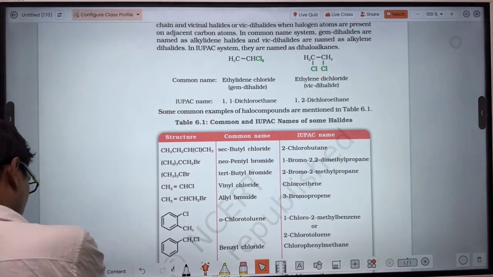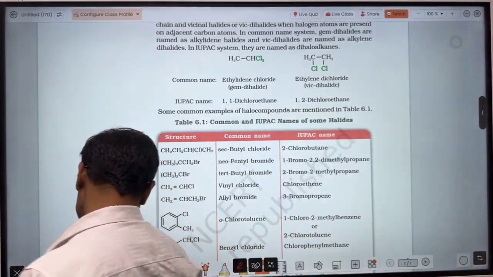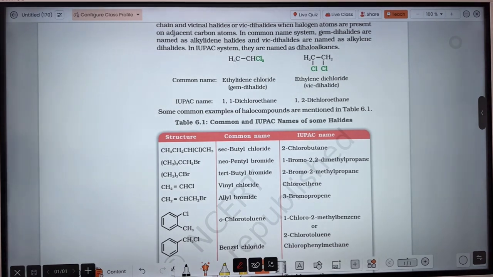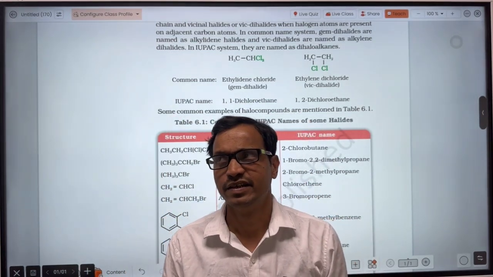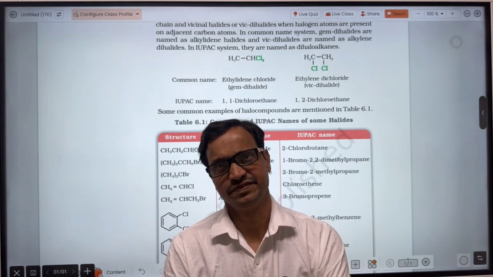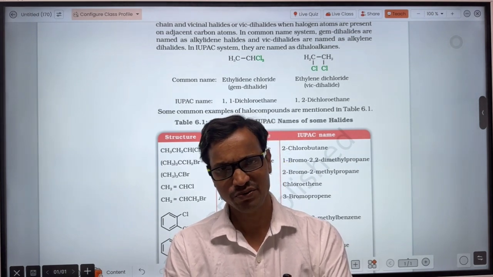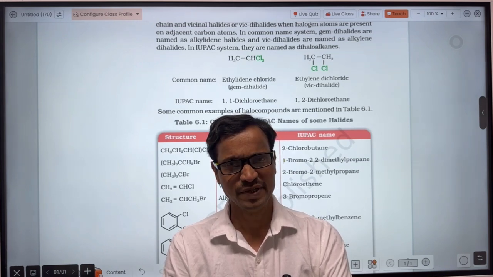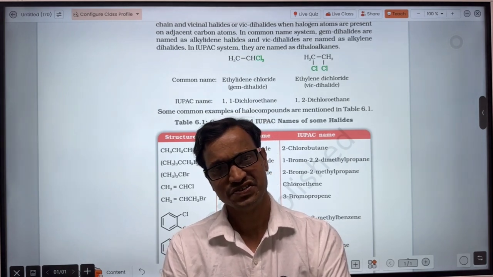Here in this compound, about the geminal dihalide and vicinal dihalide, I have taught you, I think. And if not taught, then listen once again. A dihalide in which the 2 halogen atoms are bonded to the same carbon atom will be called gem dihalide or geminal dihalide. Dihalide means in the compound there will be 2 halogens.